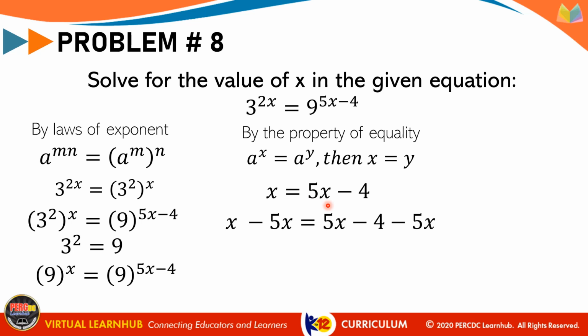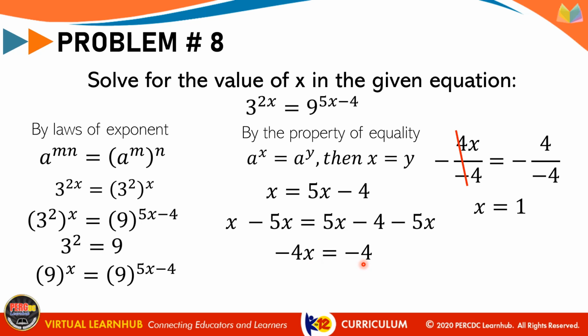Subtracting 5x from both sides, we have x minus 5x equals 5x minus 4 minus 5x. 5x combined with negative 5x becomes 0, giving us negative 4x equals negative 4. So, dividing both sides by negative 4, canceling negative 4, we know that x is equal to 1.